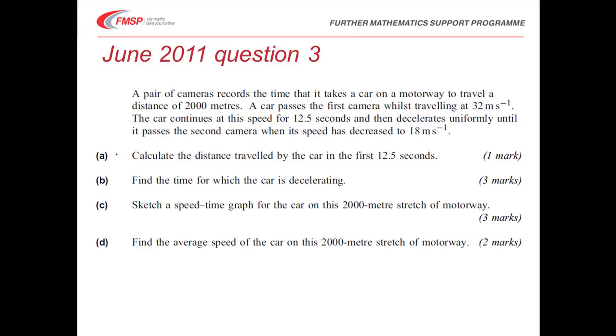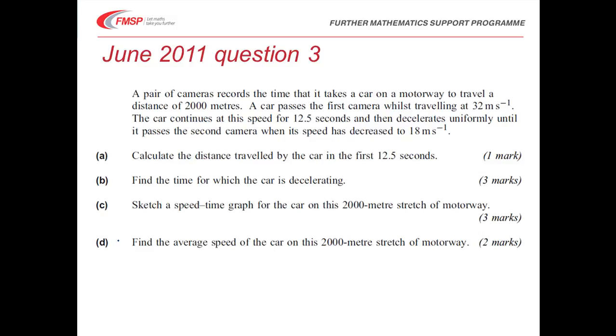Firstly, we're asked to calculate the distance travelled in the first 12.5 seconds, then find the time for which the car is decelerating. We're asked then to sketch a speed time graph for the car on this 2,000 metre stretch, and lastly to find the average speed of the car over the 2,000 metres.